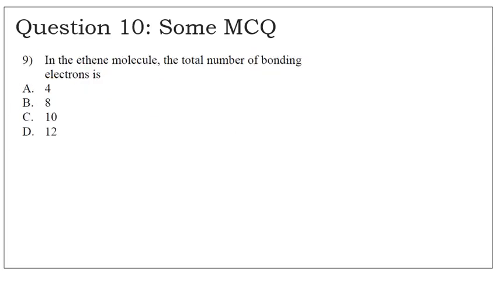In the ethene molecule, the total number of bonding electrons. All right, easy. Just draw it out and it will be fine. Ethene, double bond. Bonding electrons. Right, I don't think this is that necessary, but I'm going to do it. This is the electron dot.